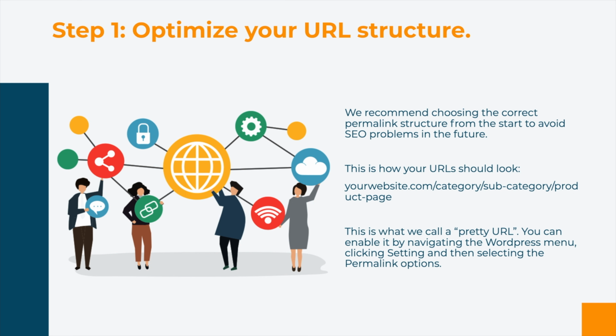Step 1, optimize your URL structure. We recommend choosing the correct permalink structure from the start to avoid SEO problems in the future. This is how your URL structure should look like. It's your website, your category, your subcategory, and a product page.